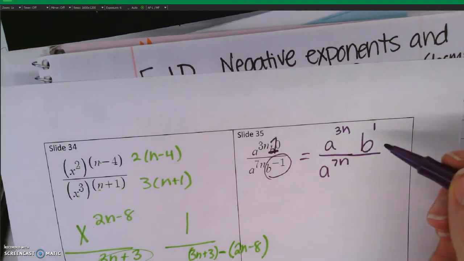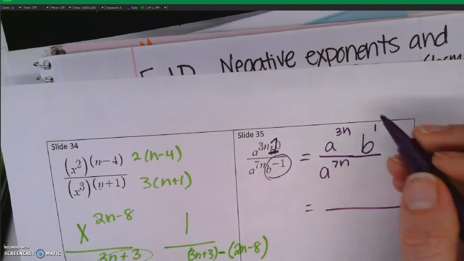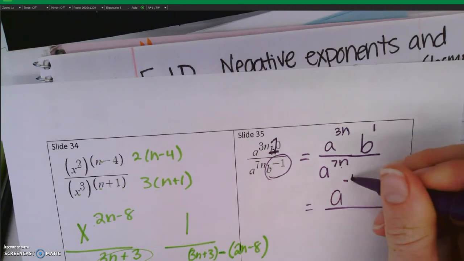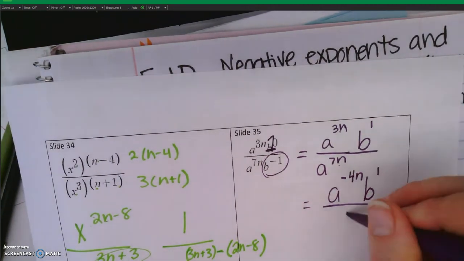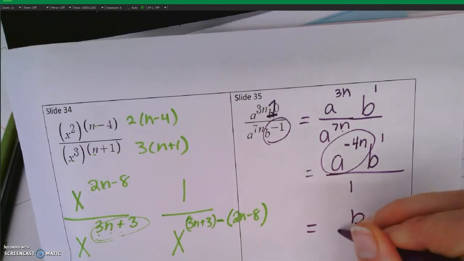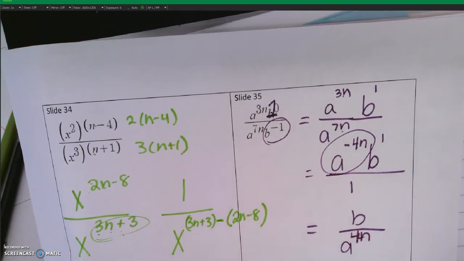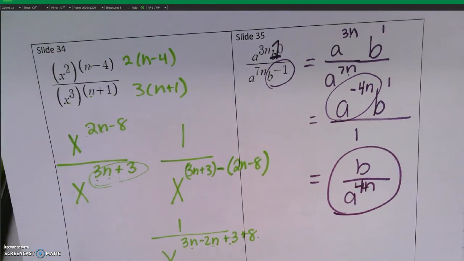From here, even if you didn't want to think about 7n being greater than 3n, we could say, okay, 3n minus 7n, that's going to get you negative 4n, b to the first, and now I know I can't leave a negative exponent, so you could cross the line and change the sign. Oops, positive 4n. So your final answer is b over a to the 4n power.